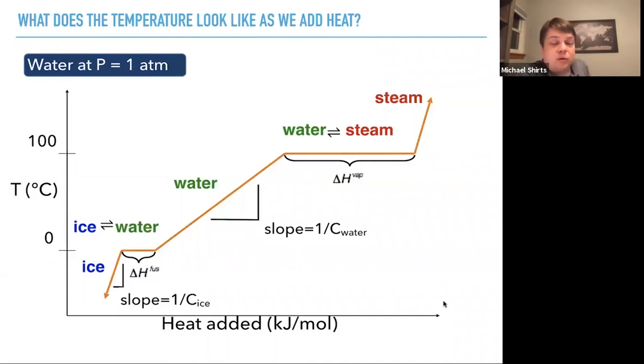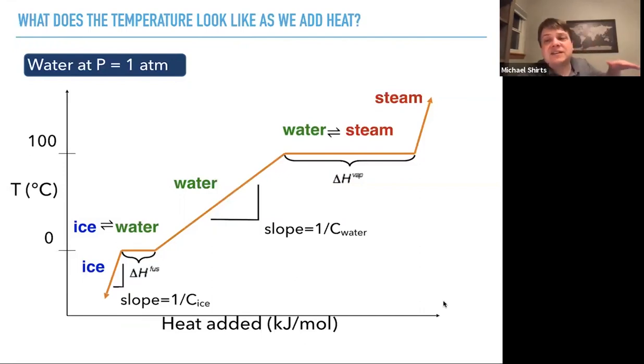Then finally, once it's entirely steam, as you heat it up, that heat capacity is generally lower than the heat capacity of ice or water, and it continues to heat up there. The slope will be steeper because the heat capacity is smaller and the slope is still 1 over the heat capacity. So that's generally what a heating curve looks like.